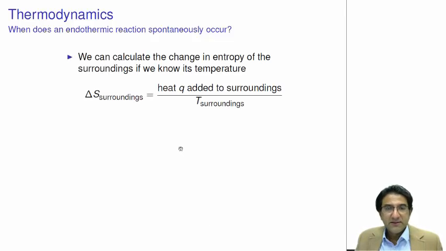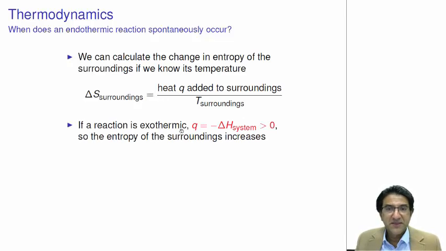All right, so let's check it out. Let's work out what the entropy change of the surroundings is. The entropy change of the surroundings is simply the heat added to the surroundings divided by the temperature. The heat added to the surroundings is actually exactly the opposite of the heat lost by the system. That's conservation of energy. So on this top line here, we can add negative delta H of the system.